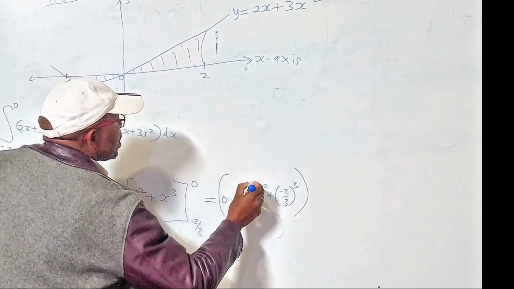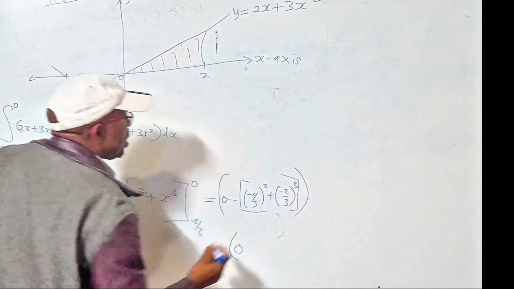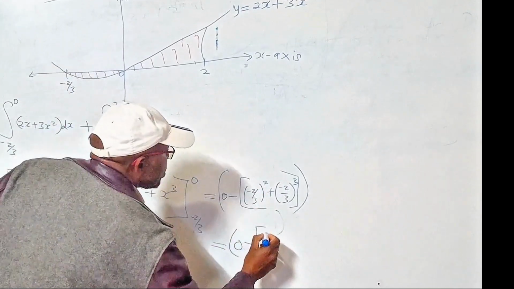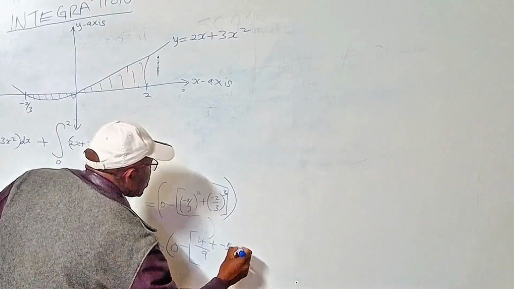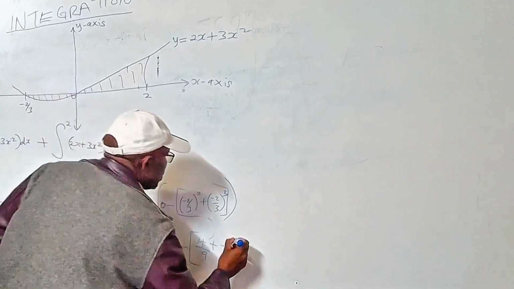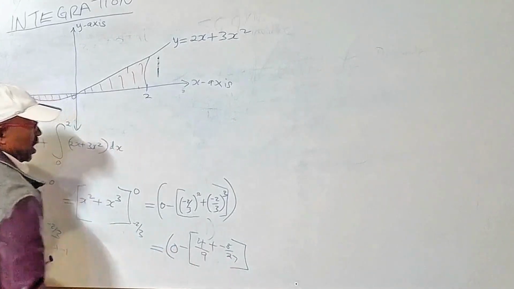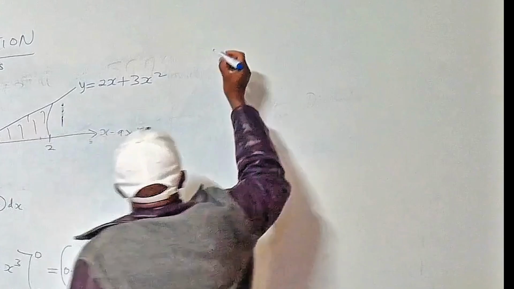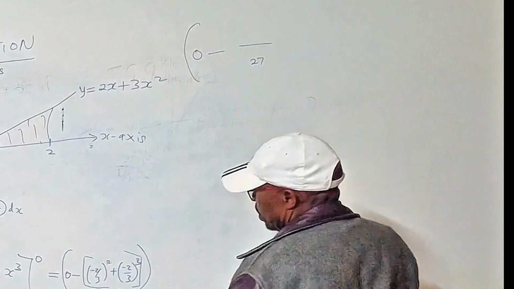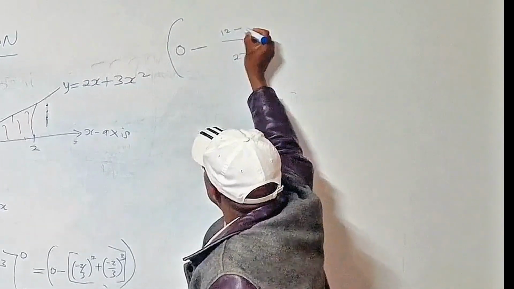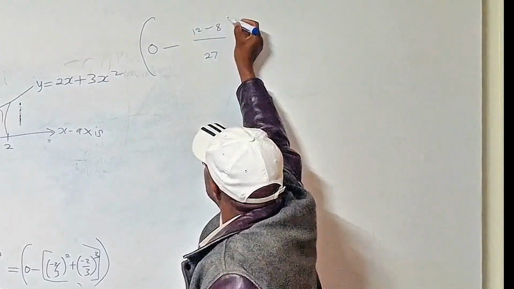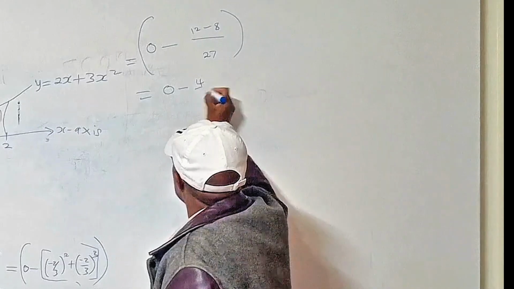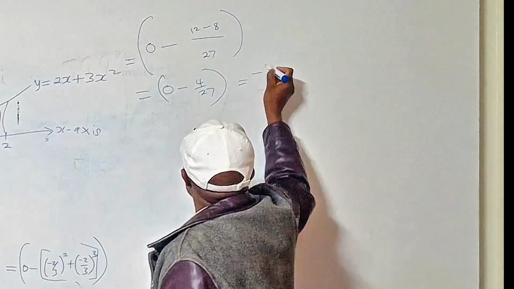We want to work out the other side. So this is minus. This is negative 2 over 3 squared, that will be 4 over 9, plus negative 8 all over 27. We have the LCM of 9 and 27, which is 27. 27 divided by 9 is 3, so multiplied by 4, we have 12. Minus 8, so you'll have 4 over 27. So this gives us 0 minus 4 over 27, which gives us negative 4 all over 27.